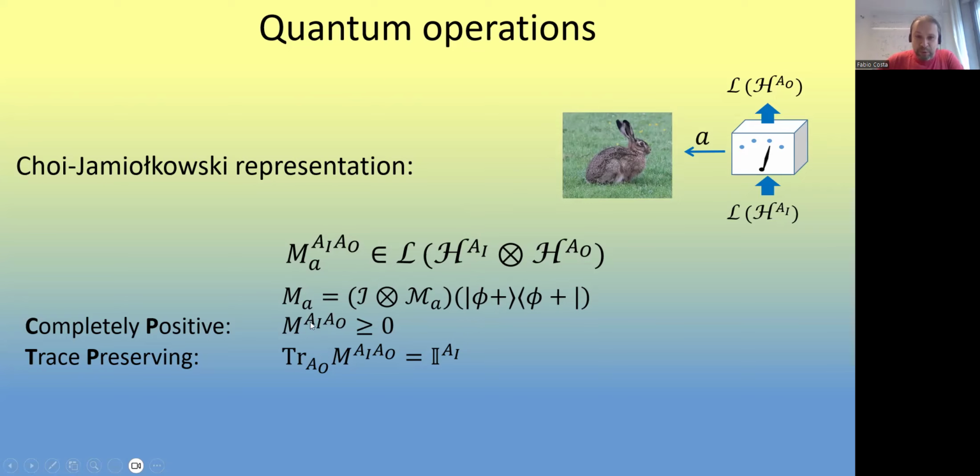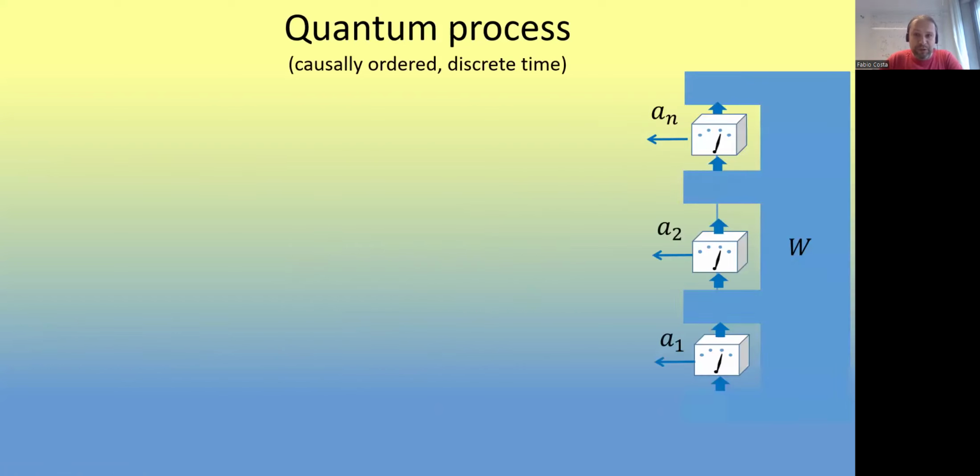It has the very convenient property that completely positive maps correspond to positive semi-definite operators. And the trace preserving condition has a very simple mathematical expression. The trace over the output system is equal to the identity over the input. So this is a simple linear affine constraint that one imposes on these maps. Okay, so this is, in summary, the formalism of quantum operations.